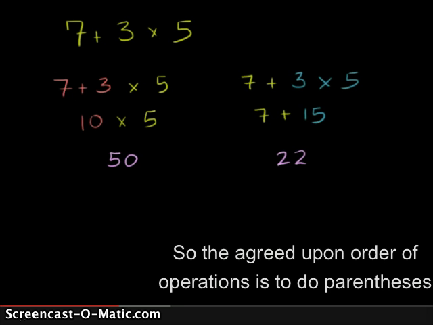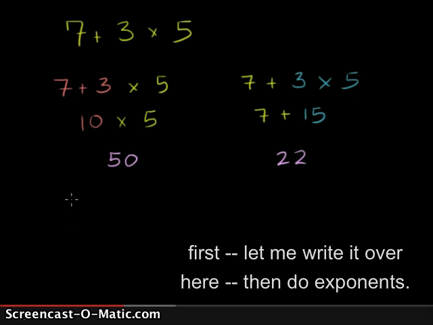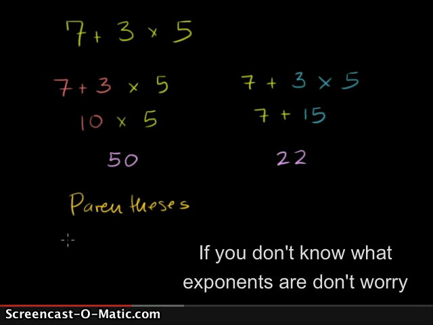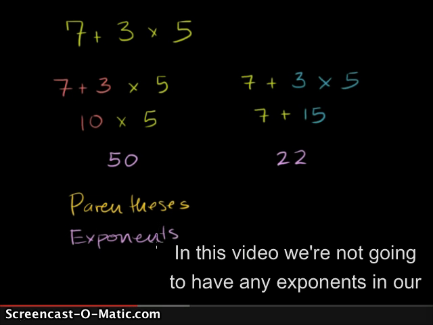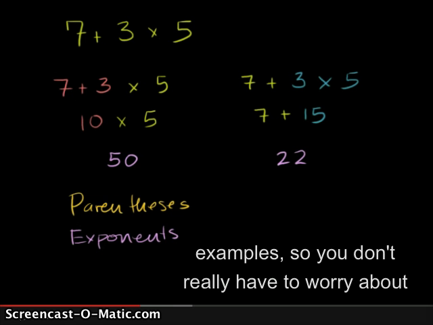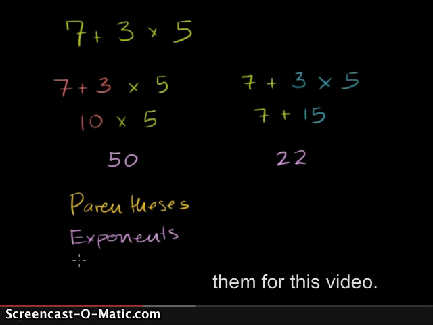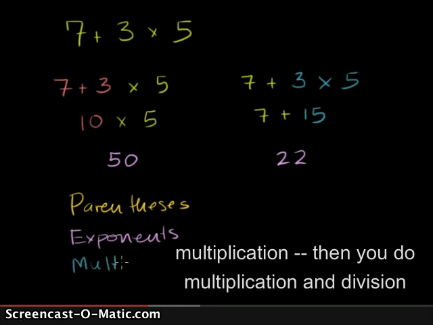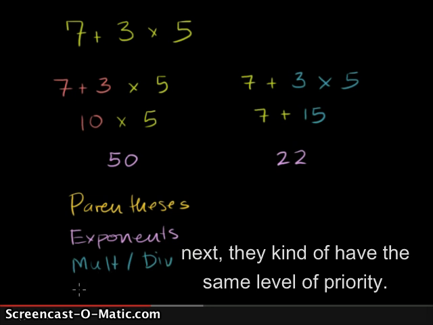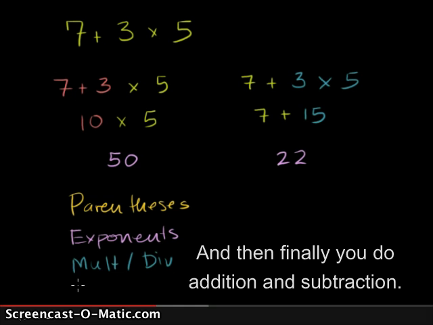So the agreed upon order of operations is to do parentheses first. Let me write it over here. Parentheses first, then do exponents. If you don't know what exponents are, don't worry about it right now. Exponents, and in this video we're not going to have any exponents in our examples, so you don't really have to worry about it for this video. Then you do multiplication. I'll just write mult short for multiplication. Then you do multiplication and division next. They kind of have the same level of priority. And then finally you do addition and subtraction.